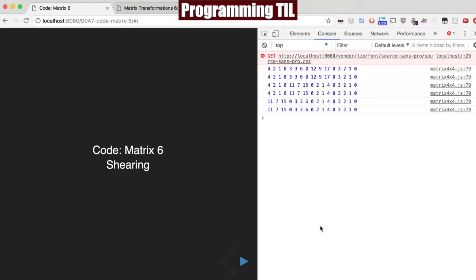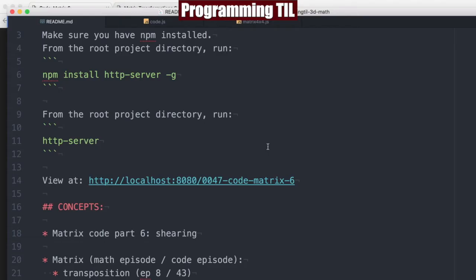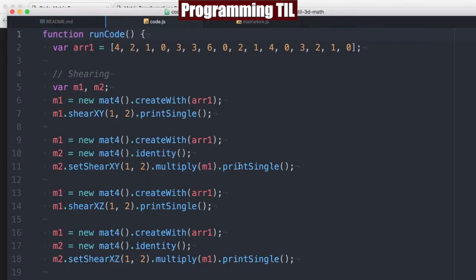This is the sixth episode of looking at matrix math. Today we're going to be looking at shearing and seeing what we can do there. That was originally performed in episode 16, looking at matrix transformations. So we'll begin looking at these three formulas specifically and how to compute and use them. So we can jump right in.